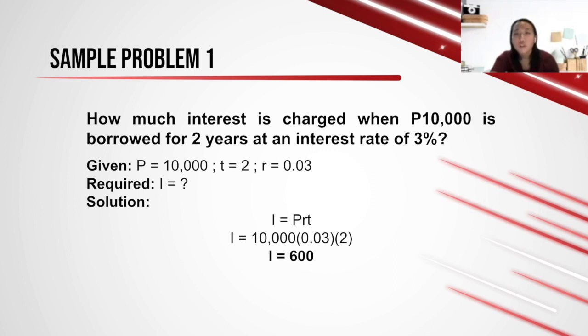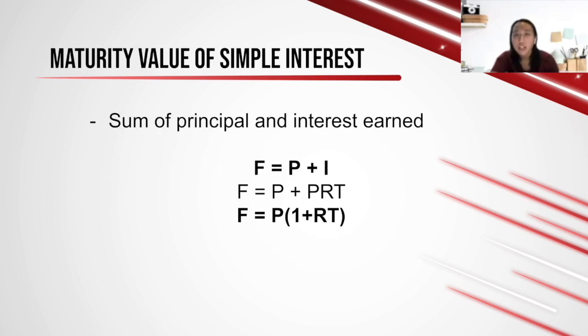Next, we can go to looking for the maturity value or the future value, which is basically the sum of the principal and the interest earned, which gives us F = P + I. But we can actually solve for the maturity value without getting the interest by manipulating this equation. Since F = P + I, and we know that I = PRT, we can substitute that I into the equation. So F = P + PRT. We can factor out P, which gives us a final equation of F = P(1 + RT).